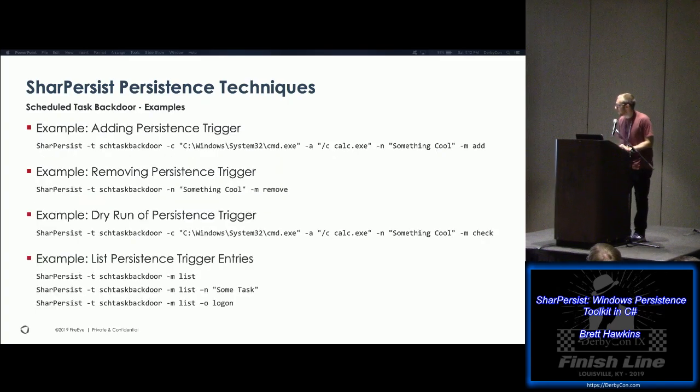Something to note with this, and it's the same for the scheduled task persistence, is the list method. You can list all scheduled tasks, you can list scheduled tasks by name, or you can list scheduled tasks by frequency if you just wanted to see all scheduled tasks that run at logon. On the blog post, you probably saw an example of this. Basically, I was listing all scheduled tasks that run at logon, and then I backdoored one of those.